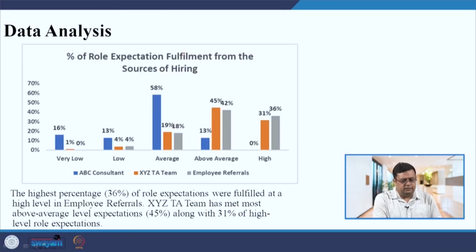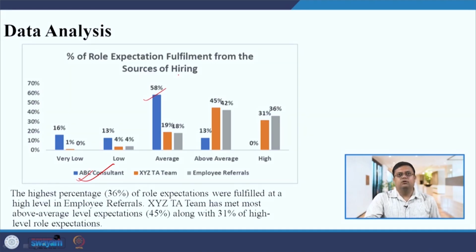Here, data analysis, role expectation fulfillment, the source of hiring. So, people who are joining, have they received the same role which they were expecting. That is what you can see here, how many people have received the same and how many of them have not received. Here you can see ABC consultant, the blue color, right. 58% of people have received the same role which they were expecting to get, right?